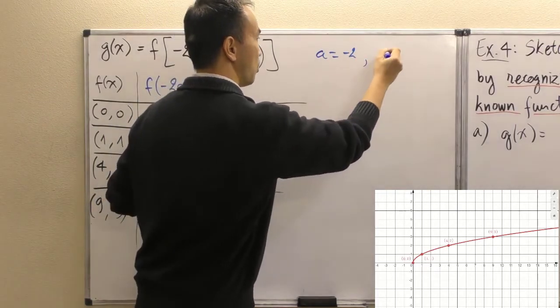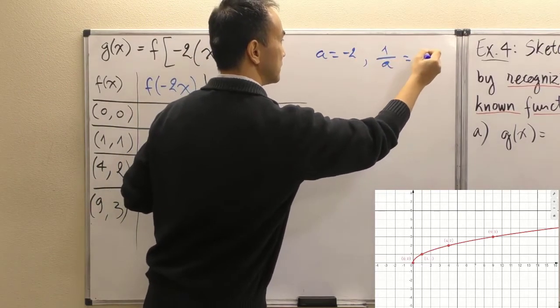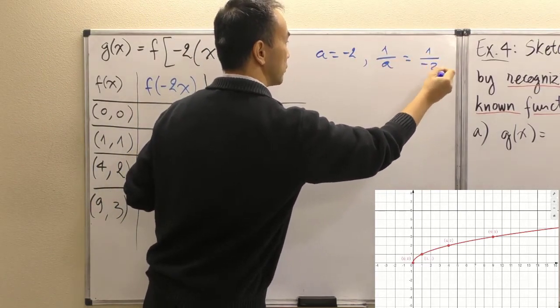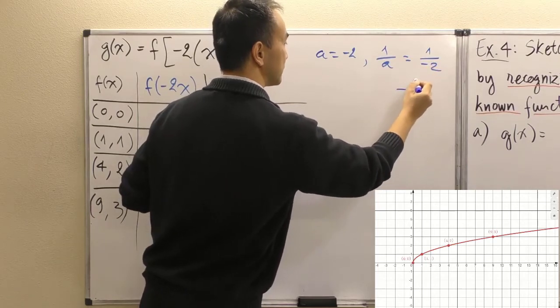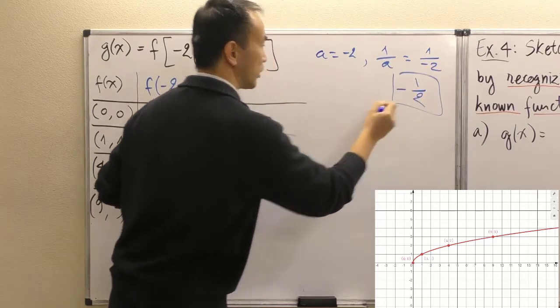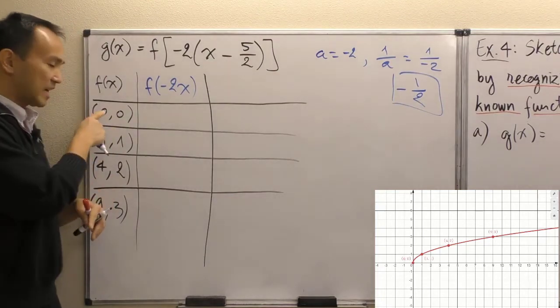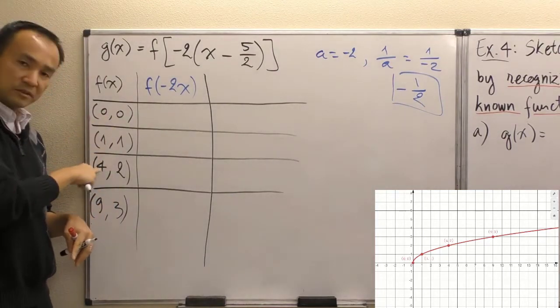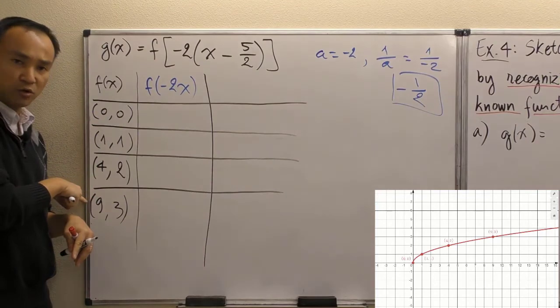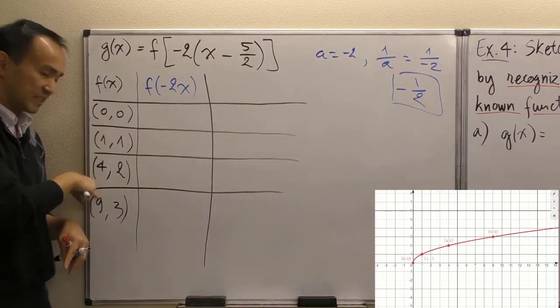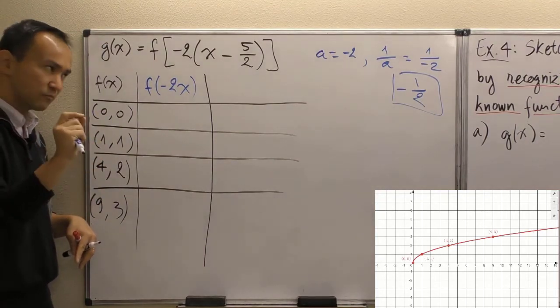And so 1 over a is going to be 1 over negative 2, or in other words, a negative 1/2. This is 1 over a. We're going to multiply every x value. Okay, so the x values on these guiding points are no exception. We're going to multiply all of these x values by negative 1/2.